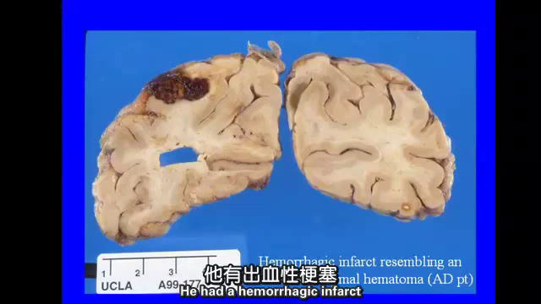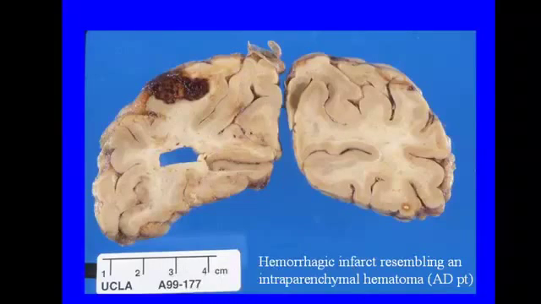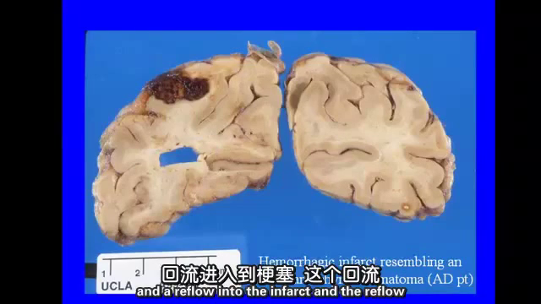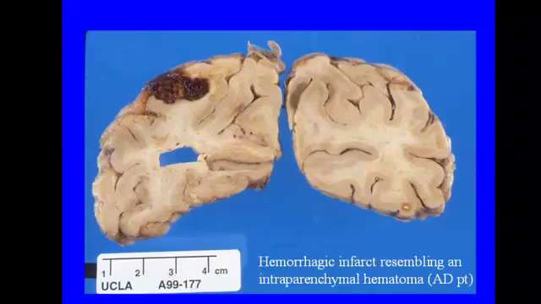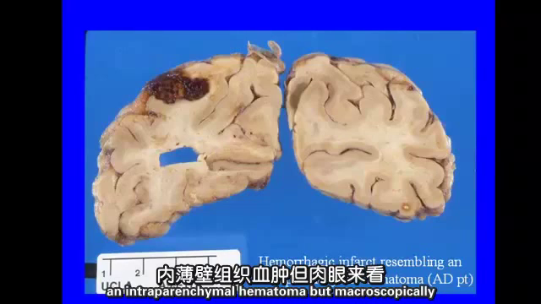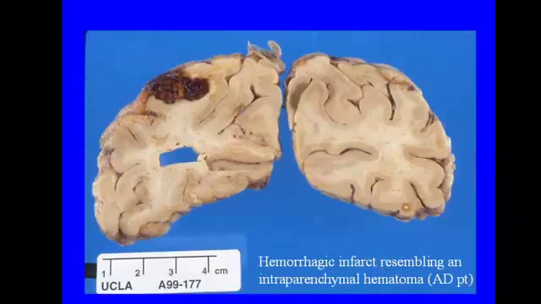He had a hemorrhagic infarct, so he had an ischemic infarct and then reflow into the infarct. And the reflow was really so massive that it looked like an intraparenchymal hematoma, but in fact, microscopically, it really looked like a hemorrhagic infarct rather than a hematoma.